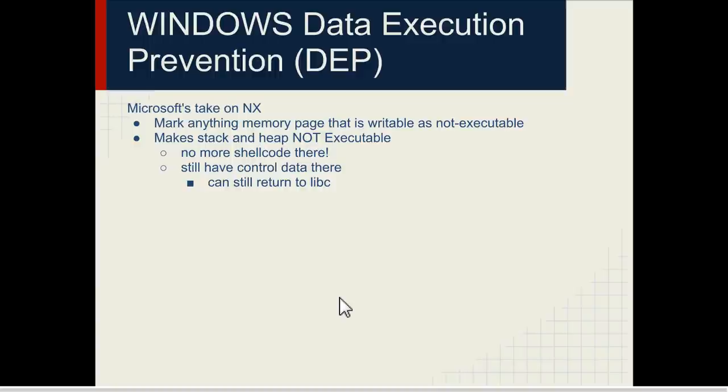But you can still have control data there, so you can still do return to library attacks like return to libc. So here, control data means you can jump, if you can overwrite, like, the return address. If you're requiring a JMP to be placed by you on the stack and for it to be executed, then no, because the stack's not executable. Yeah, so you can override those control variables on the stack, like the return value on the stack, so you can have it return to some other address, like to system or libc.